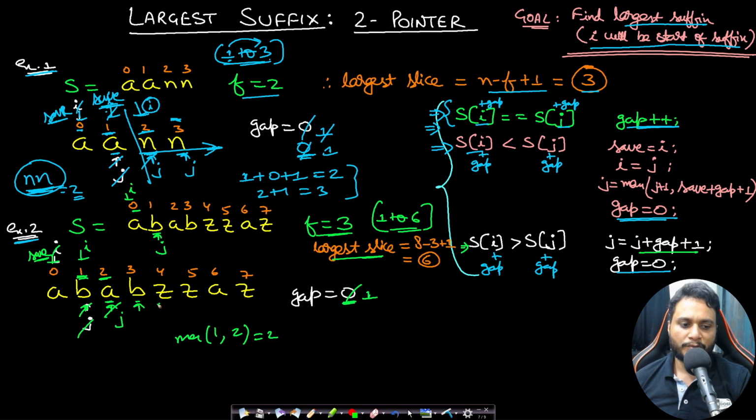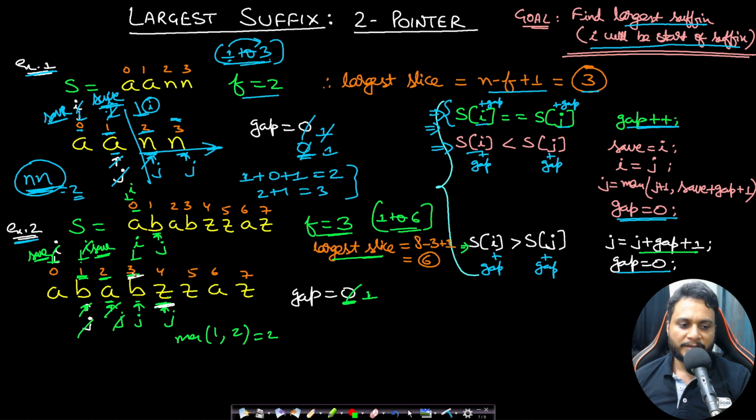Compare this 2 with 4. They are not matching, and a is less than z. So what to do? Again save this index in the save variable. I will be made equal to the new starting point, which is index number 3, and j will be made equal to save plus gap plus 1 or j plus 1. So simply j will come here. Okay, you can try it out yourself. You will understand it even better.